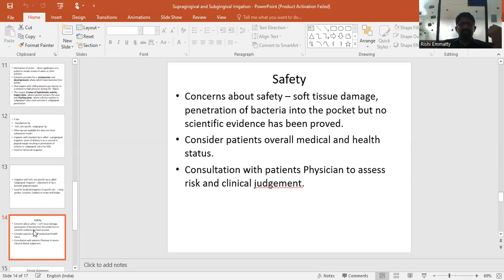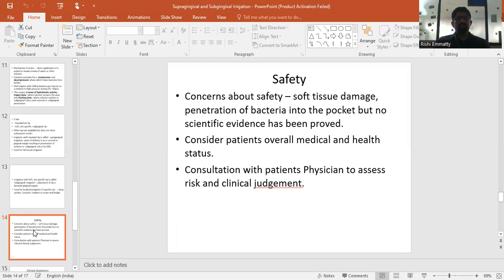And the safety concerns: soft tissue damage and penetration of bacteria, but no scientific evidence has been introduced. The only concern is that when you apply pressure, the bacteria may go deeper into the tissues and create further problems. Even soft tissue damage, but the scientific evidence has not been proved. In a few cases, maybe because they are not using it properly, a few cases were reported.